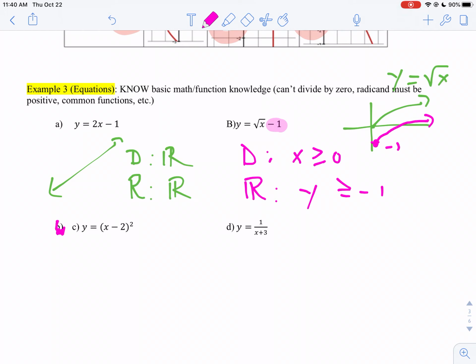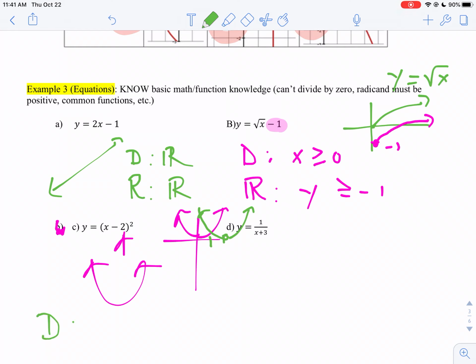C, y equals x minus 2, and then we want to square it. For this one, again, it is your quadratic function. If you know your parent function starts right here, then once again, if you have that 2 there, it's just going to shift your graph to the right by 2 units, so it doesn't change anything. Your domain and your range will still be the same.